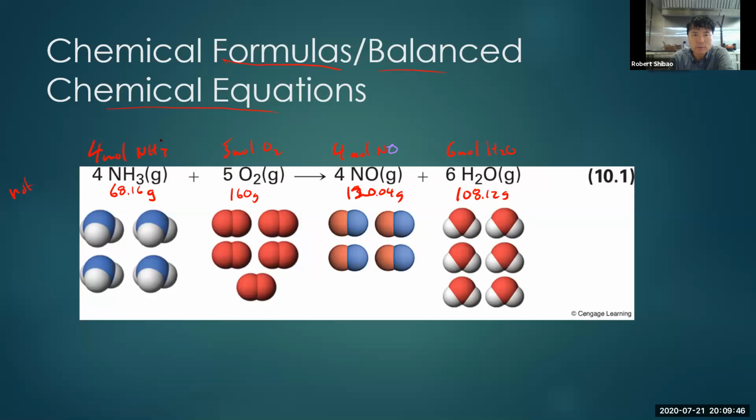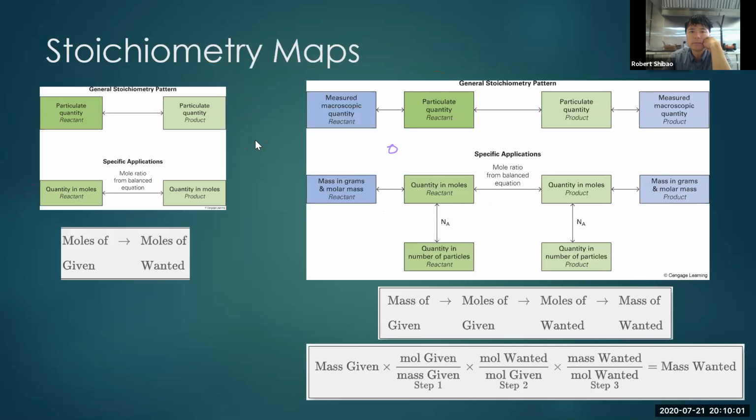If I have 4 moles of ammonia, I'm going to produce 6 moles of water. If I have 8 moles of ammonia, I'm going to produce 12 moles of water, that kind of thing. So that's stoichiometry in a nutshell. So let's look at the next slide here.